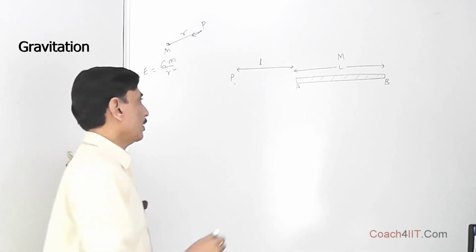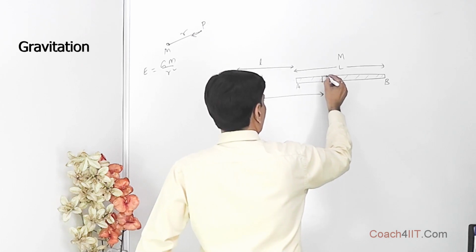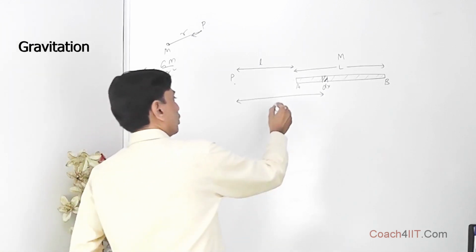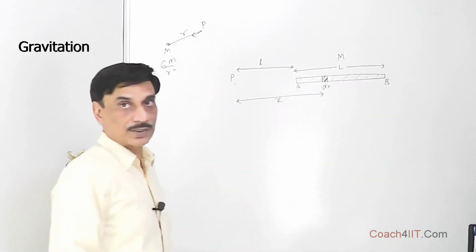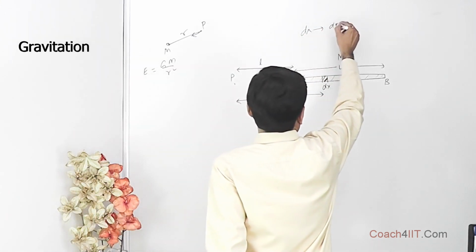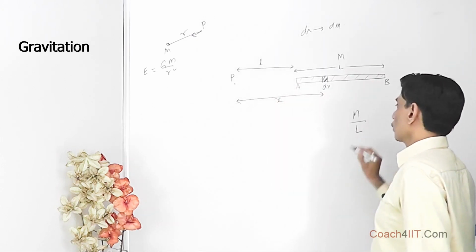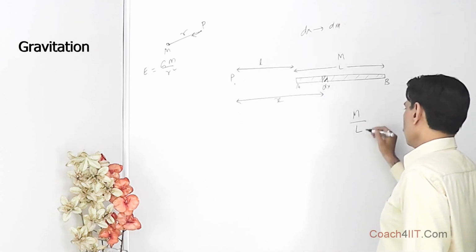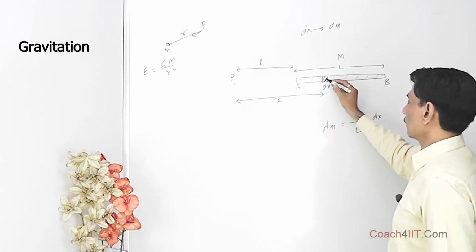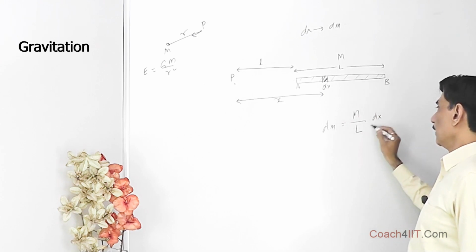So what we do is, at any distance x, we take a small length dx. That is, at any general distance x, we have taken a small length dx, and the mass of this length dx is going to be dm. We know the total mass of the rod is M. M by L is the mass per unit length, and mass per unit length into dx is going to be dm. That is, the differential element of mass corresponding to this length dx is going to be dm, and that is going to be M by L into dx.